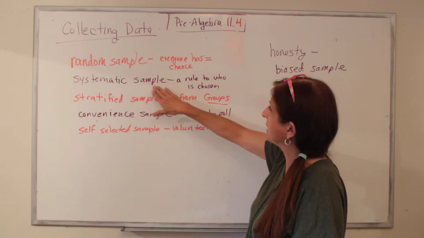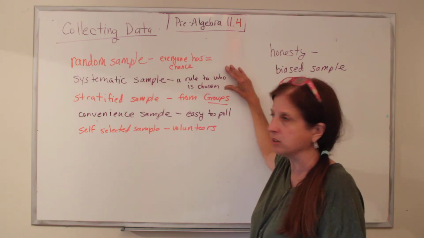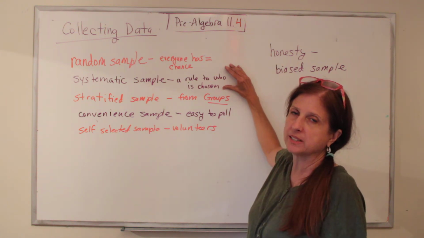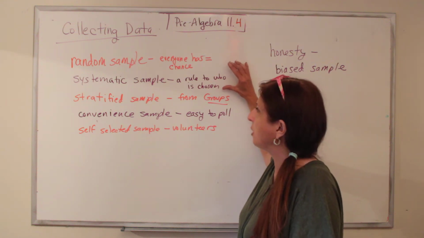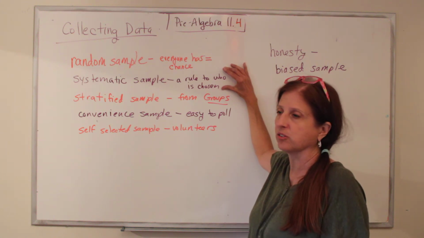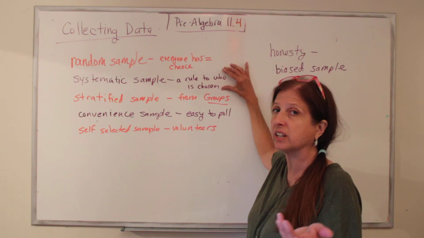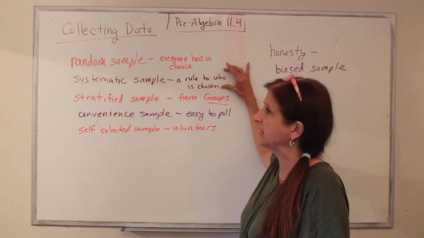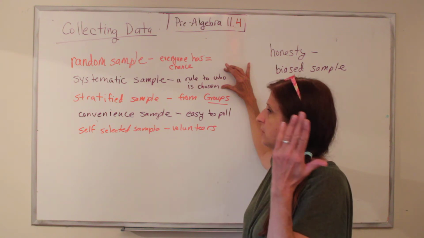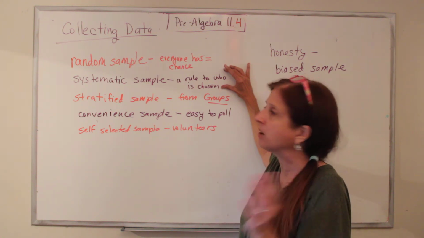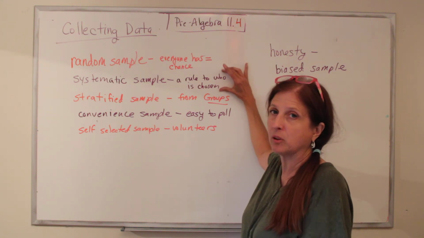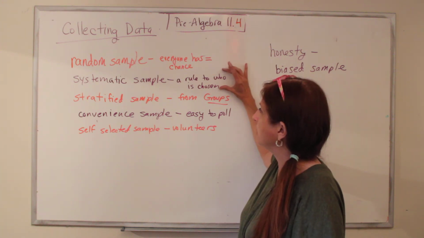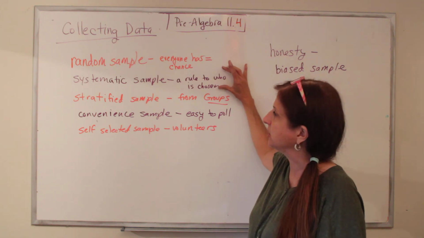A systematic sample, you make a rule for who is chosen. Like when they do presidential election polls, we have the presidential election coming up this fall, they might have a rule of likely voters. It might be someone who's voted in the last 3 elections, they're probably going to vote again. Or you are doing a poll on tobacco use and you only pick people who are of age to legally use tobacco. You make a rule and you apply it to your sample.